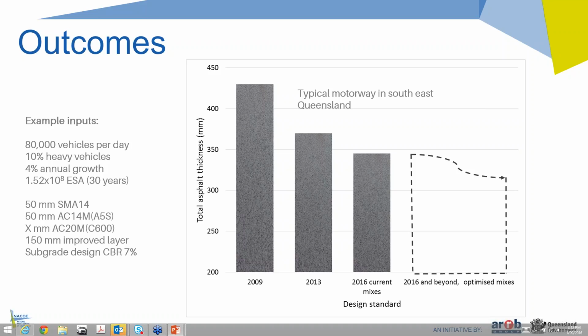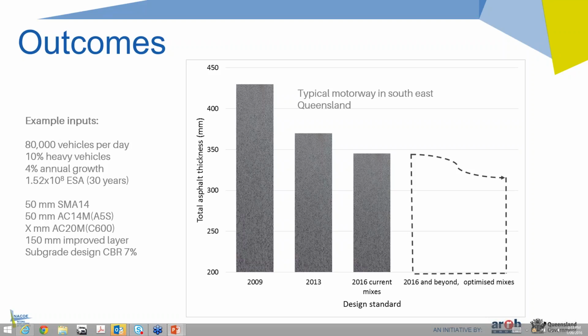The design inputs are on the left-hand side there with 80,000 vehicles per day, 10% heavy vehicles, 4% growth, so ending up with over 150 million ESAs in 30 years. The pavement structure is also shown on the left-hand side. It's a full-depth asphalt pavement with an SMA surfacing and an AC14 intermediate course and an AC20 base course. For this example, in 2009, the asphalt thickness would have been 430 millimetres, which you can see from the chart.